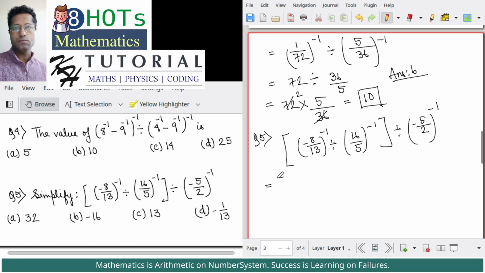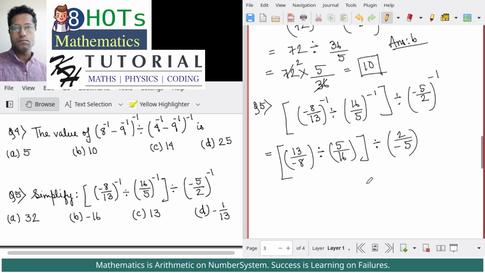Okay, so first of all, (minus 8 by 13) whole raised to the power minus 1 means the reciprocal of minus 8 by 13, which is 13 by minus 8, divided by (16 by 5) raised to the power minus 1 means reciprocal of 16 by 5, which is 5 by 16. Okay, so this whole divided by (minus 5 by 2) raised to the power minus 1 means reciprocal of minus 5 by 2, which is 2 by minus 5.